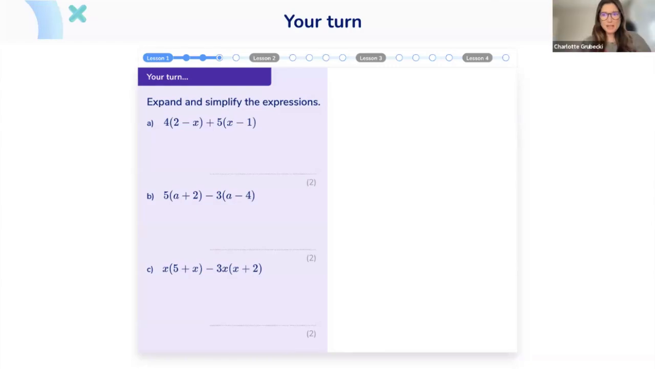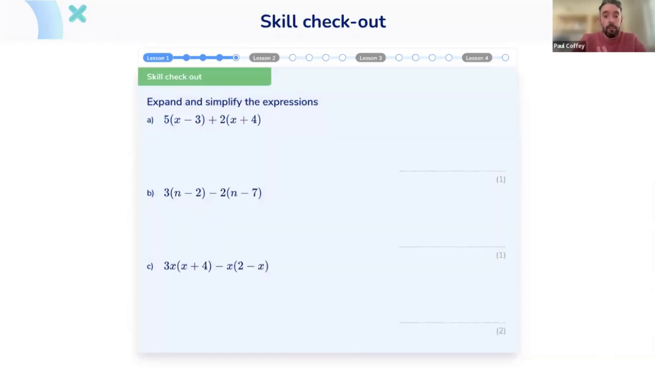Oh, this is really helpful. So we've had the skill check-in, the targeted practice, the independent practice. How then would you round off the lesson? So now we're going to do the checkout question. So this is the same structure as the check-in, two brackets, negative multiplier, but different numbers. Students are going to answer this independently.